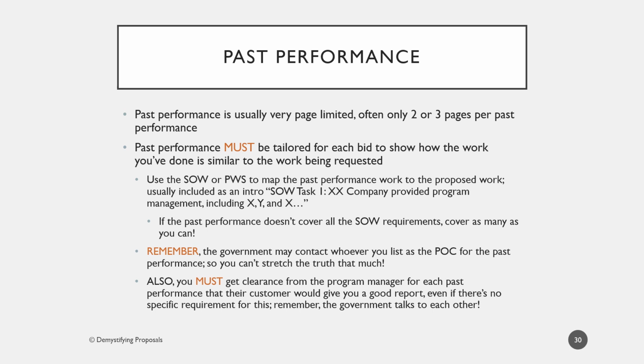Remember, the government can contact whoever you list as the point of contact for those past performances. So you can't stretch the truth too much. Also, make sure that you talk to the internal company program manager for each of the past performances, to make sure that the customer would give a good report, even if it's not required to do so, and to make sure that everything you're saying about their program is in fact verifiable, true, whatever the right words you want to use are. Remember, the government talks to each other. So even if they don't ask you to do a past performance questionnaire with your particular contact, they may or may not pick up the phone and call them.